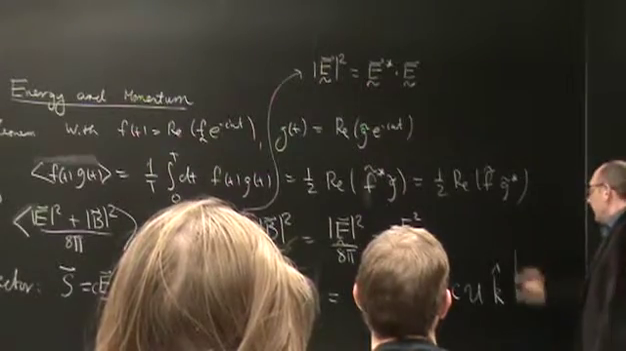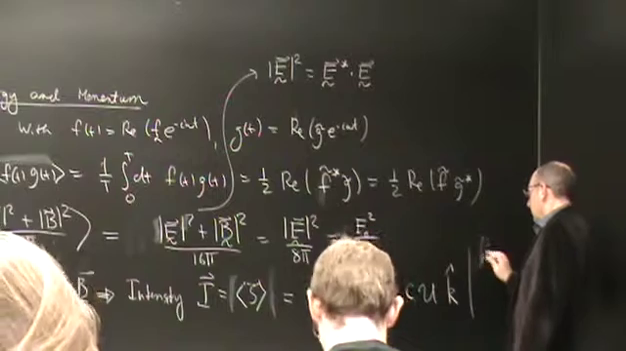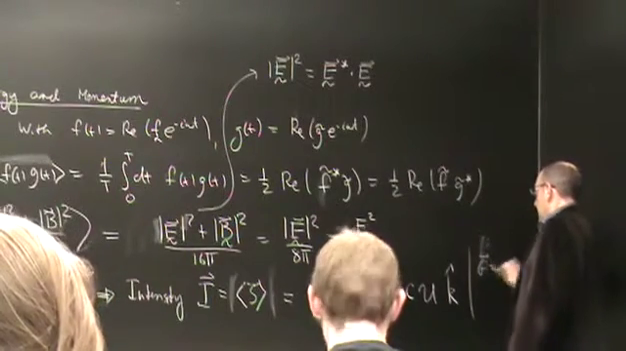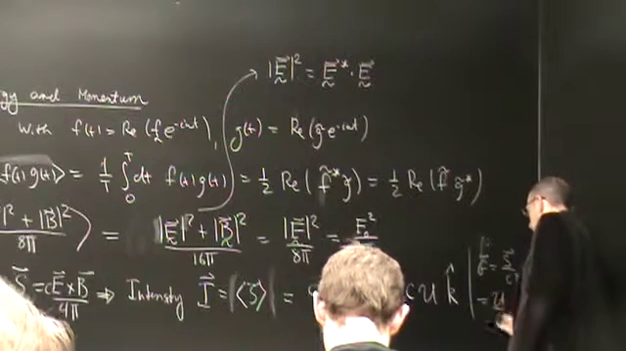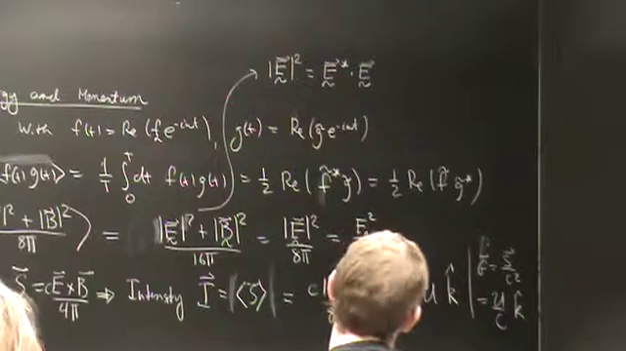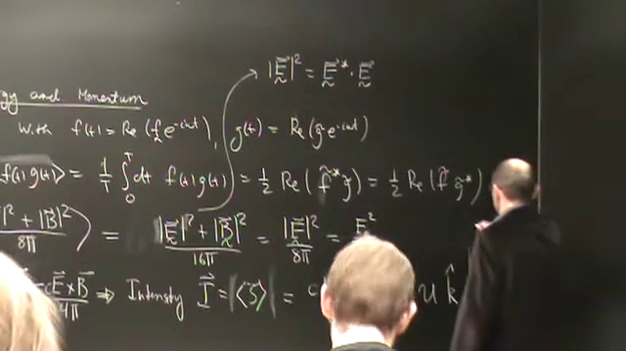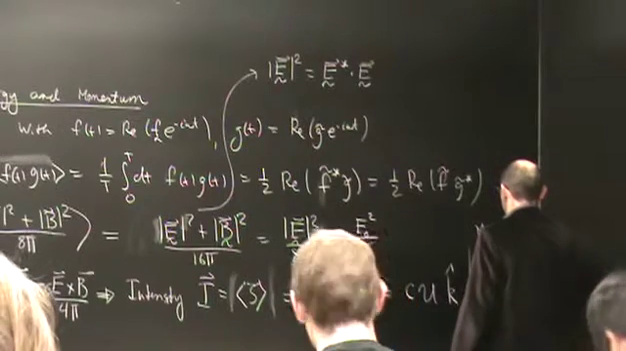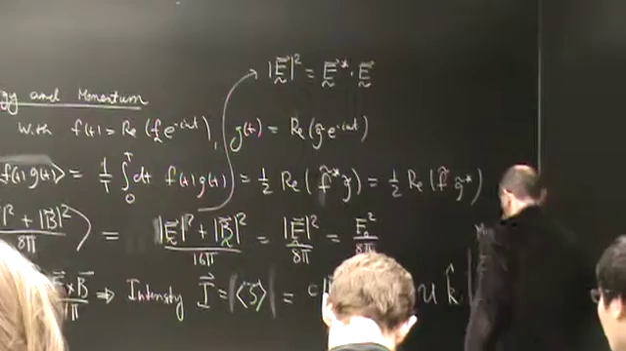And finally, the momentum density, G, is S over c squared, which is then the energy over c in the direction of propagation. That's the momentum density. Sorry, what's that symbol you're using? G.